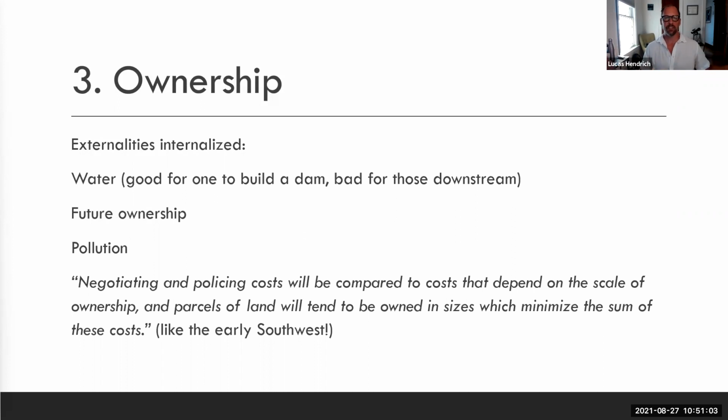So the externalities that are explored here are water. For example, it's great for me if I build a dam, not so good for my neighbor who might have depended upon that flow of water onto her land. Also future ownership. If a group of people own a property, it's not as easy to internalize that externality of the future group if it is very broad and owned by many people, whereas individual ownership, assuming that it's then inherited by family, internalizes that externality.